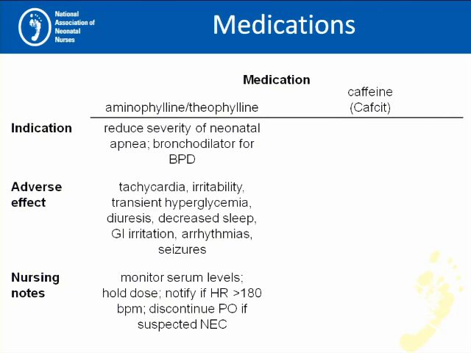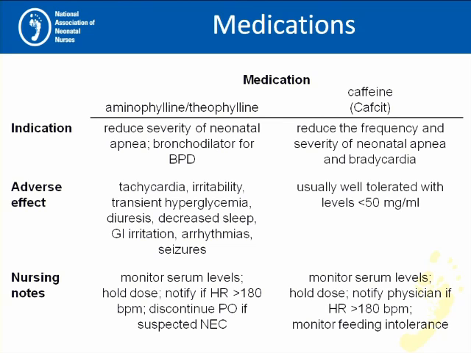Consider changing to intravenous dosing if the infant is on an oral dose with suspected necrotizing enterocolitis to reduce gastrointestinal irritation. Caffeine is usually well tolerated with levels less than 50 micrograms per milliliter. Above that level, jitteriness, tachycardia, and mild glycosuria have been noted. There is less diuretic effect with caffeine than with theophylline.